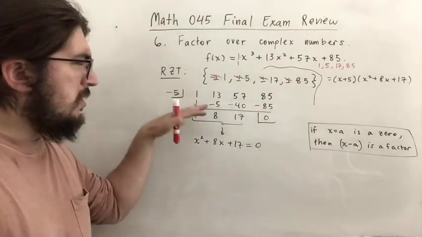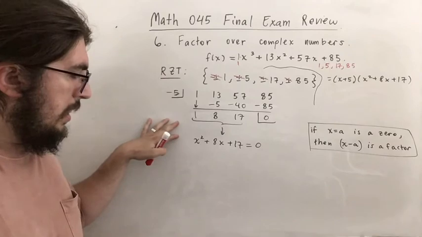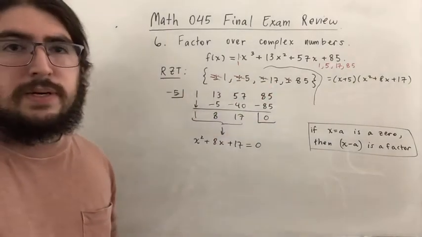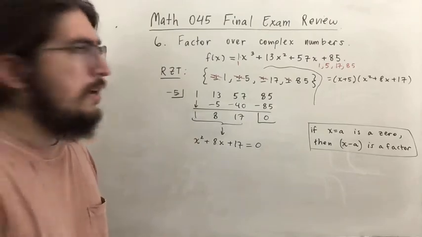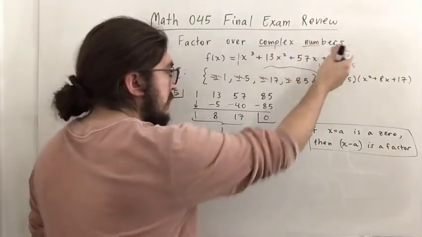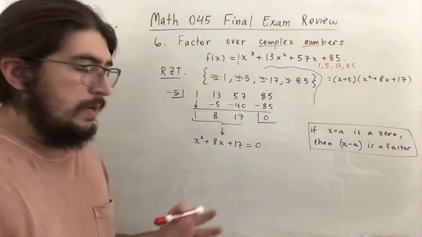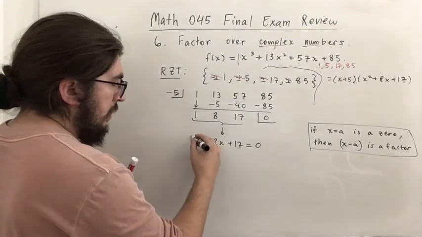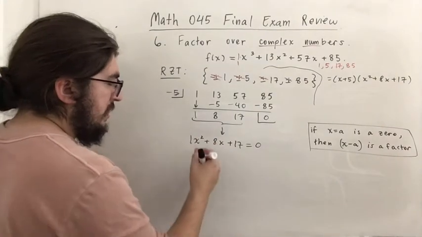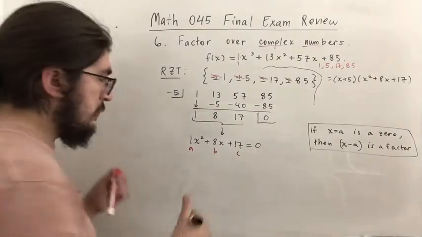You can also try to do a repetition of synthetic division using these values, but they're not going to work. This will actually have complex solutions, as it turns out. And the kind of hint there is that I'm asking you to factor over complex numbers, so we expect complex numbers to come up somewhere, and that of course comes up in the quadratic formula. So this is 1x squared plus 8x plus 17. So we have a, b, and c are going to just be 1, 8, and 17 respectively.